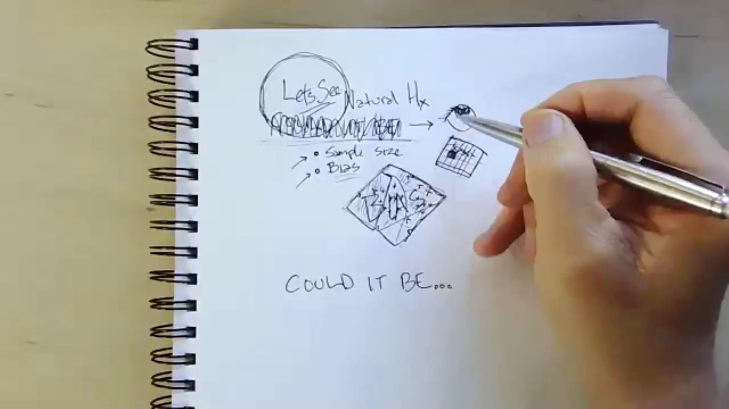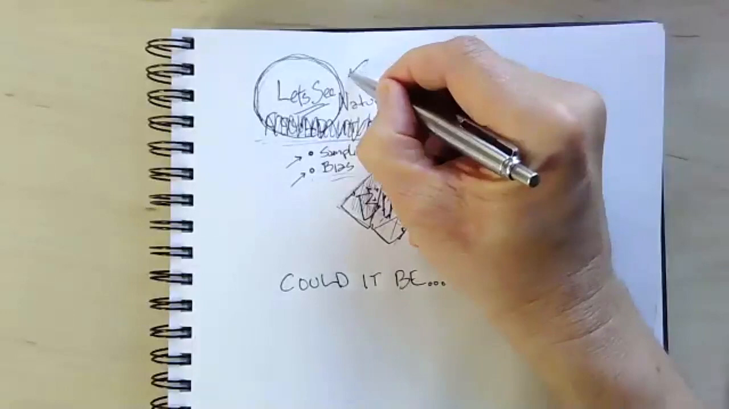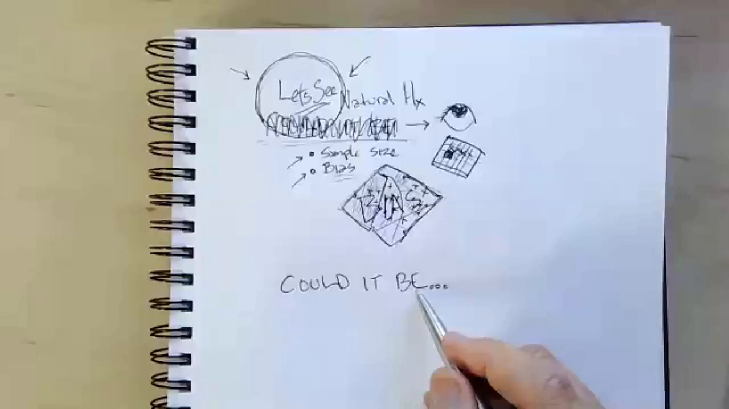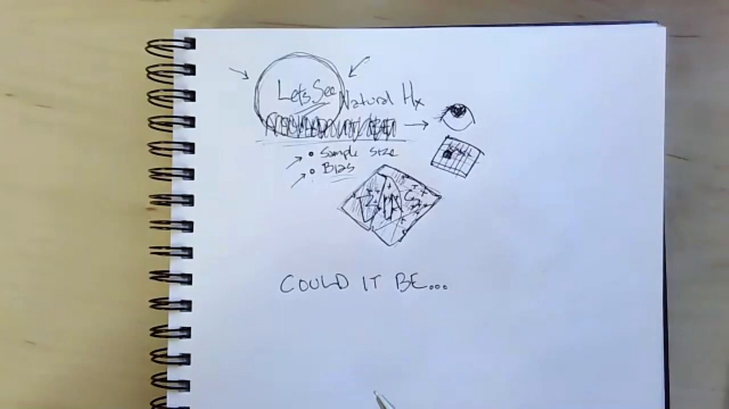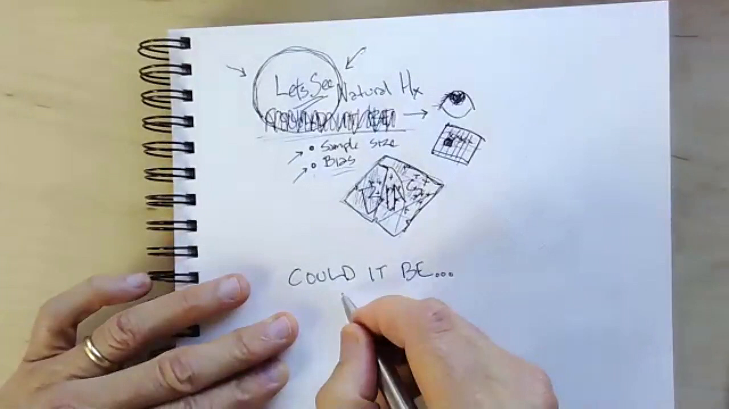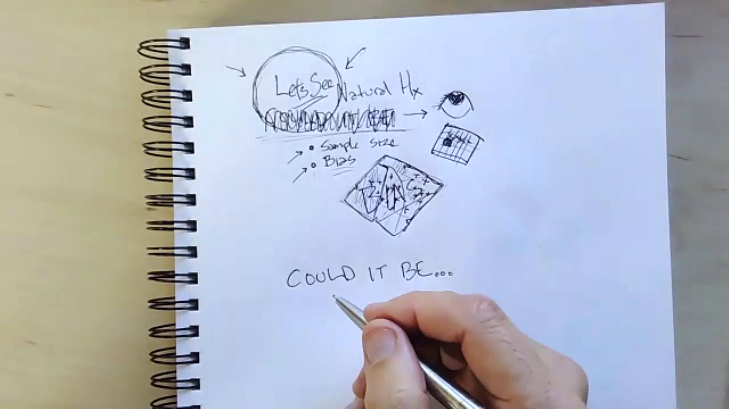So category number one is let's see. And I want to really contrast that with the could it be's. So you see why I call this one let's see? It's because you go and you see, right? But the could it be questions are things that you cannot answer by your direct observations. But you may be able to use what's called inference.